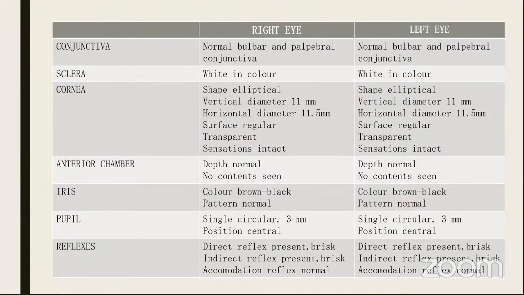The anterior chamber is normal in terms of depth, and no contents are seen in both eyes. And iris is brown-black in color with normal pattern in both eyes. The pupil is single, central, 3 mm in diameter, positioned centrally in both eyes. Direct and indirect light reflexes are present and brisk in both eyes, and accommodation reflex is normal.